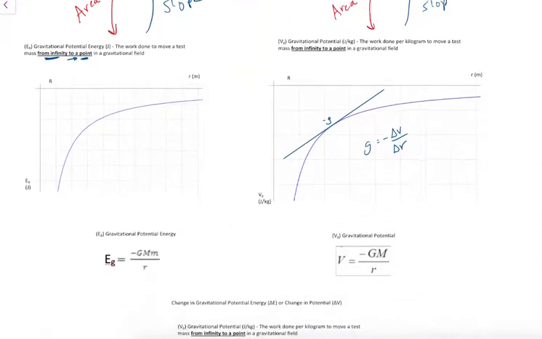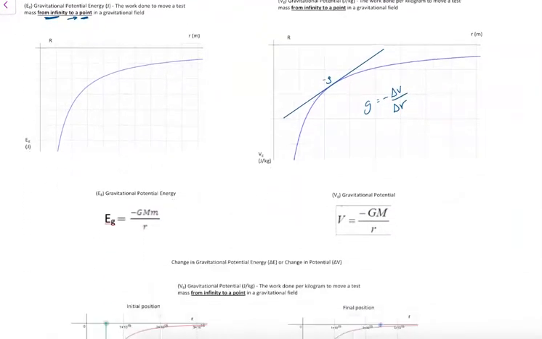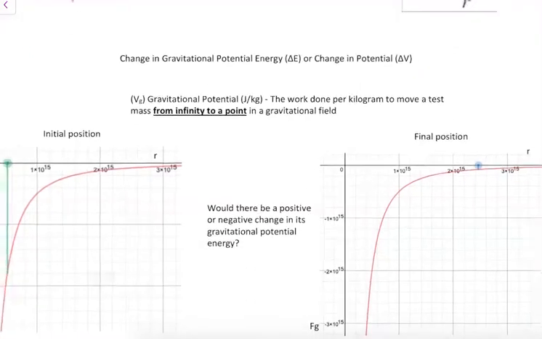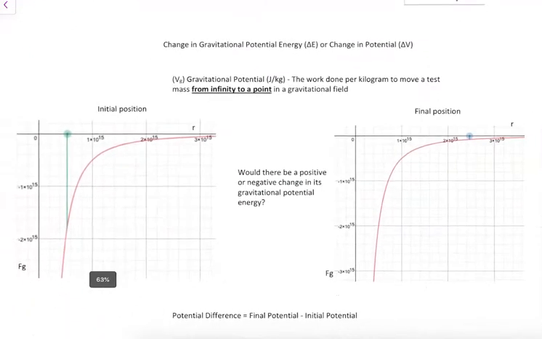So let's show this other visual representation that I have. A change in gravitational potential energy, or change of potential, these situations will work, this representation will work for either, is just the change, right? From some initial position to some final position.